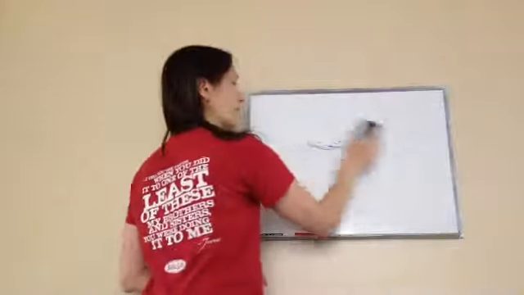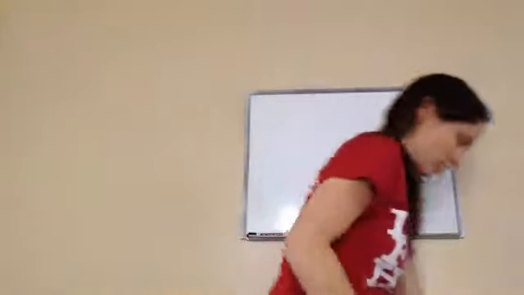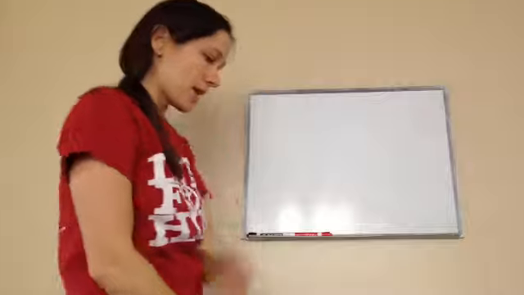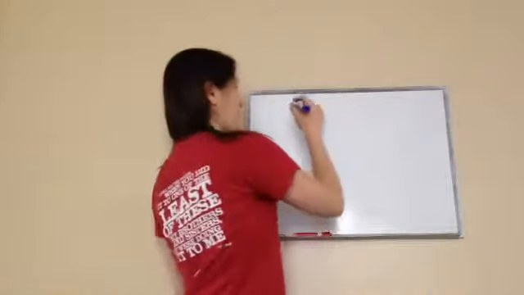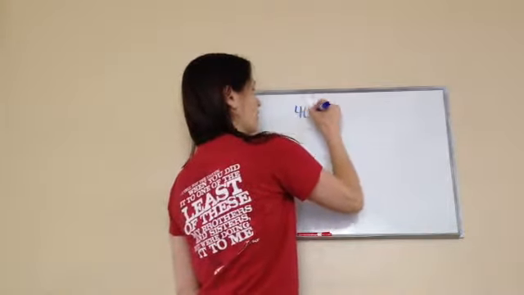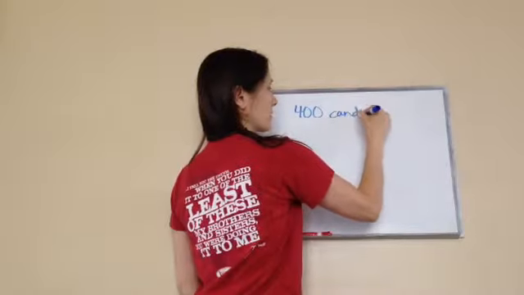And this one we're kind of going to go backwards just a tad, and you'll understand what I mean by that. Here's what it says. There were 400 pieces of candy in all. 400 pieces of candy in all.